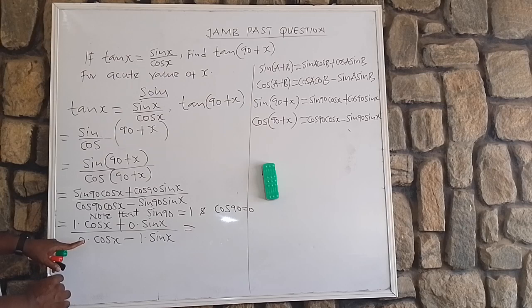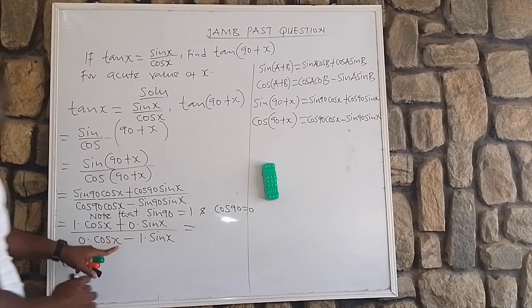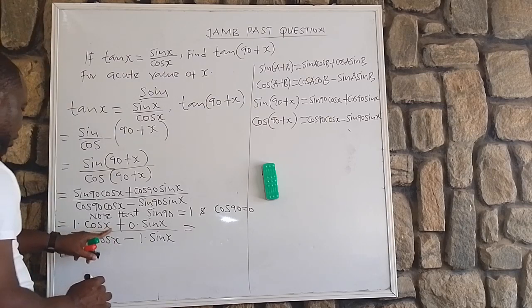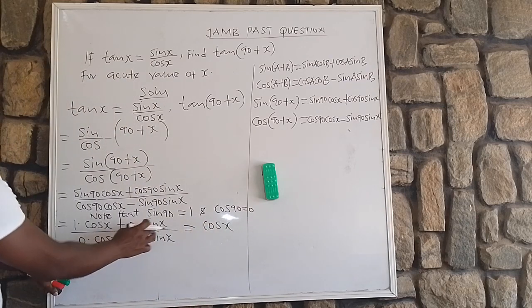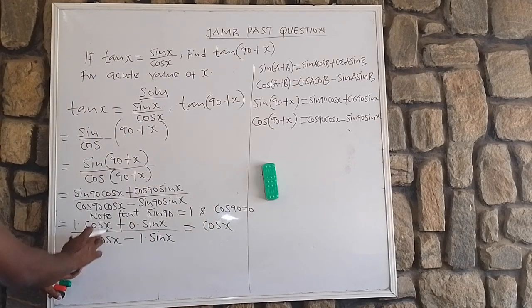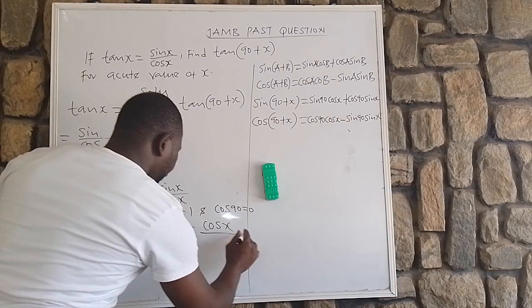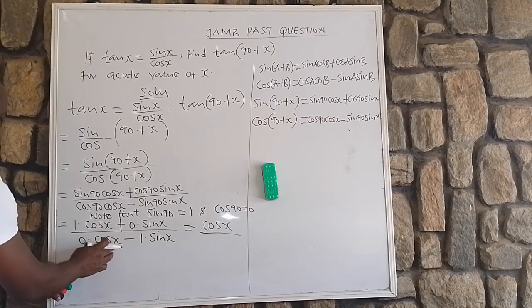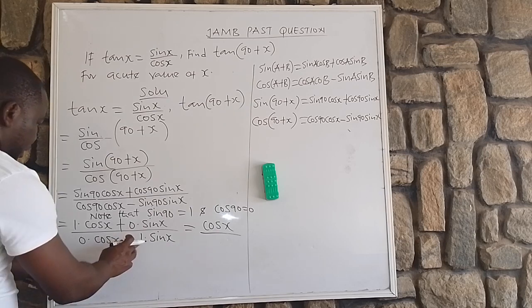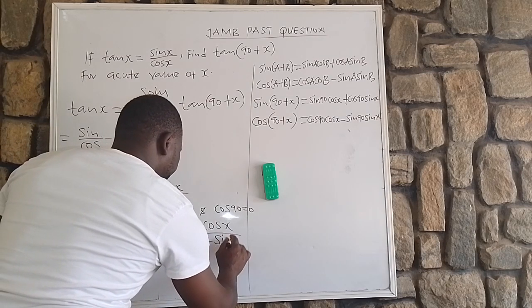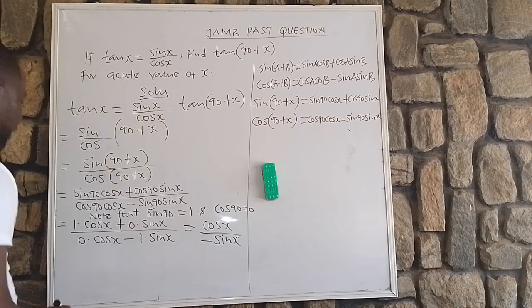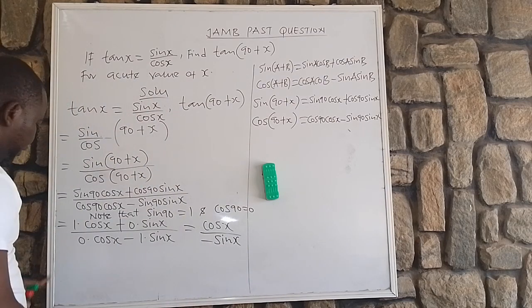So if you can see what I am saying, this is equal to cos x, because 0 times sine x is 0 and 1 times cos x is cos x, all over 0 times cos x is 0, then minus 1 times sine x is going to give us minus sine x.